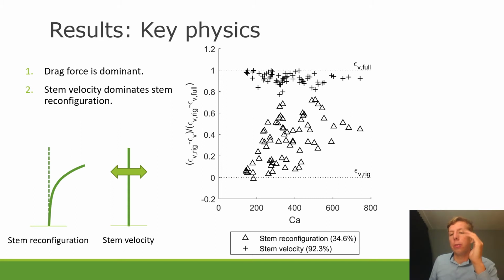And secondly, we have the stem velocity effect, which considers that because the stem moves, the velocity difference between the water and vegetation reduces, and due to that the wave forces reduce, and also the wave dissipation reduces. And we find that the second effect can explain 92% of the reduction of wave damping over flexible vegetation.